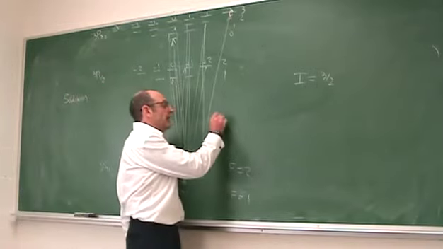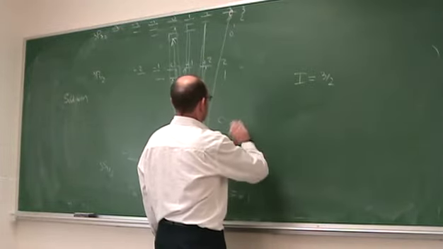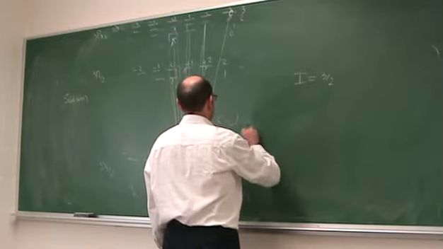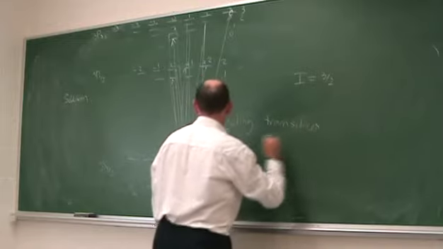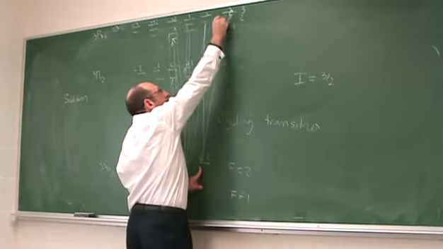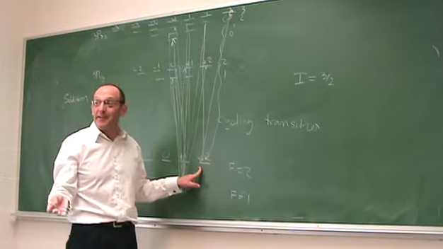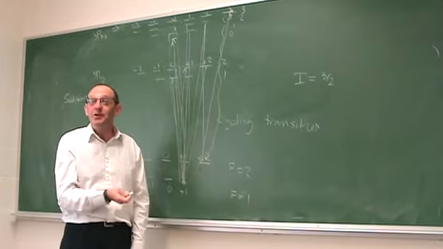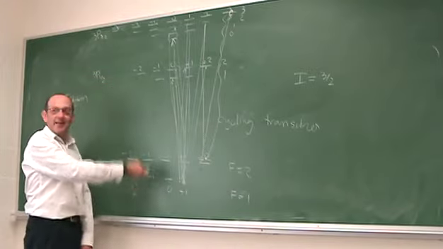Therefore, this is what's known as a cycling transition. Because if I put on a laser beam that was resonant here, it can only decay back to here. That's very important. If I want to scatter lots of photons off of an atom, I should do it on a cycling transition, because otherwise it gets stuck in some other level.